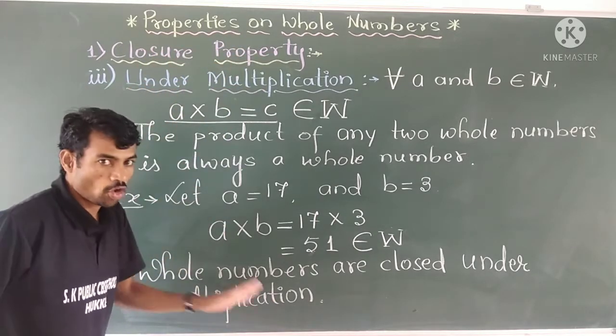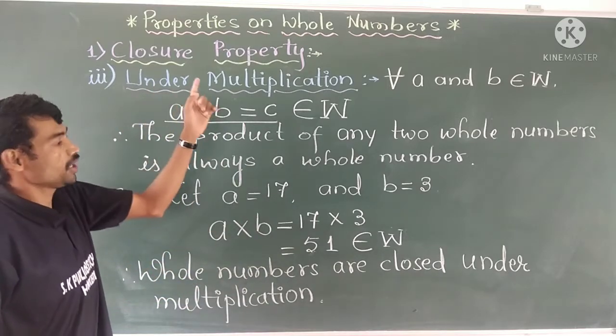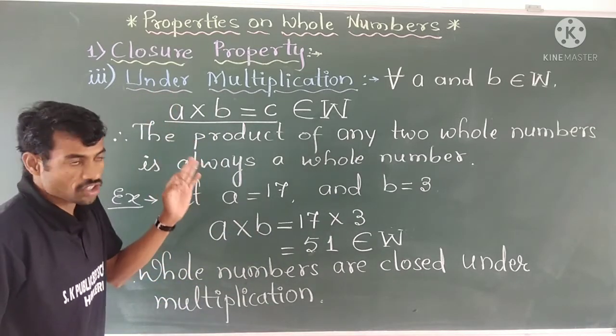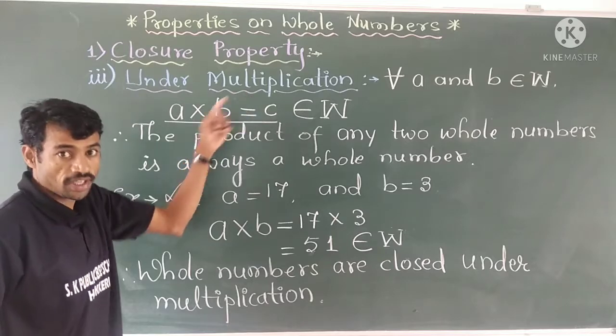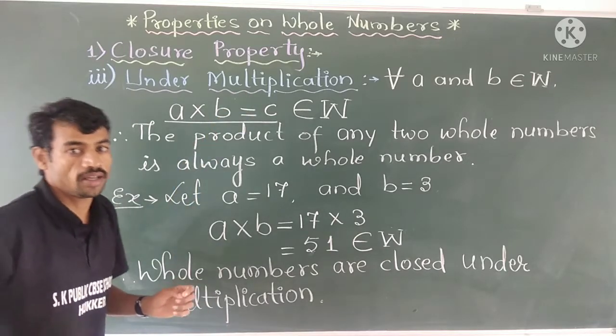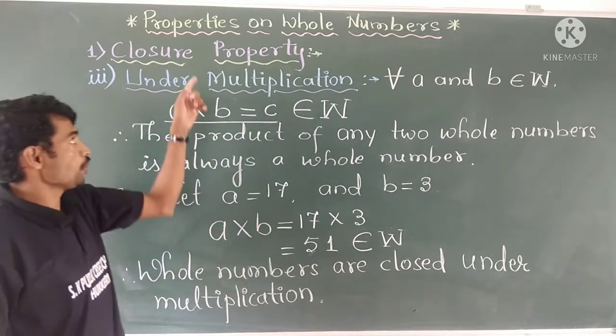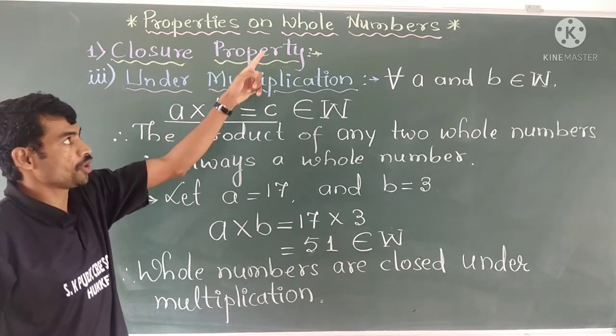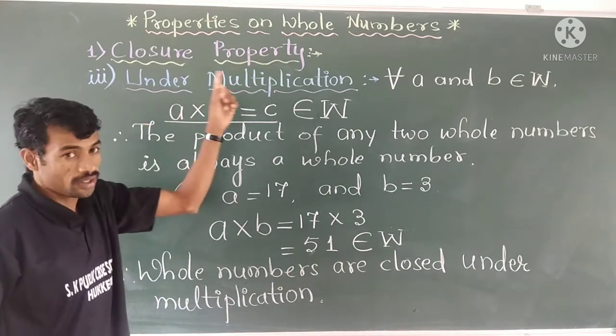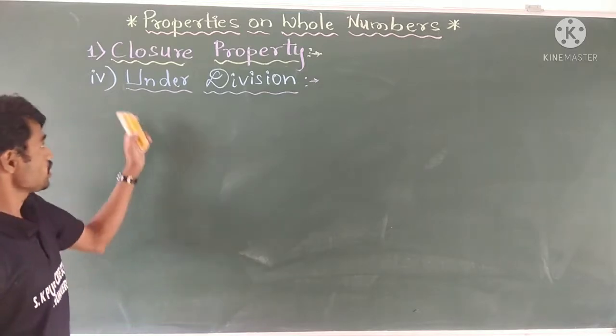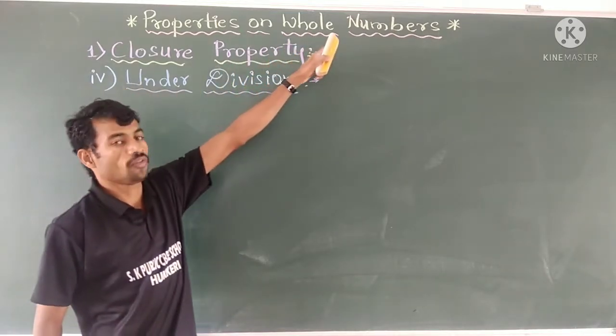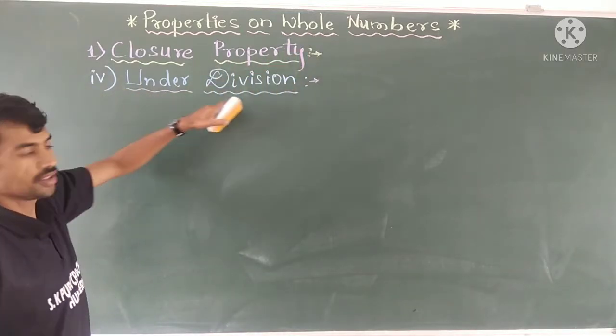Now, the operations are addition or subtraction, the third one multiplication, and the last one division. So we have to study the closure property of whole numbers under division. Now we have to see the closure property of whole numbers under division.